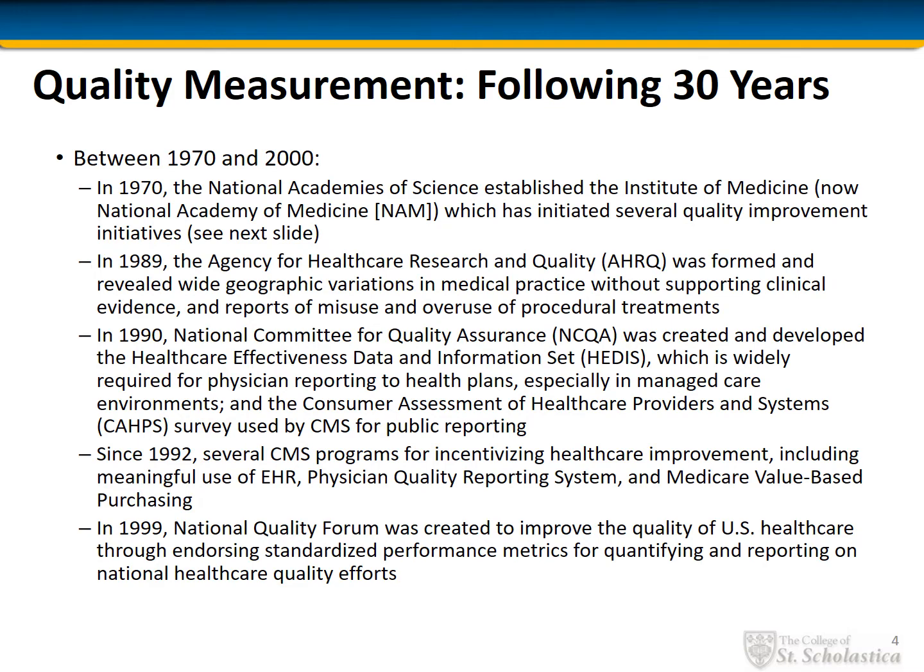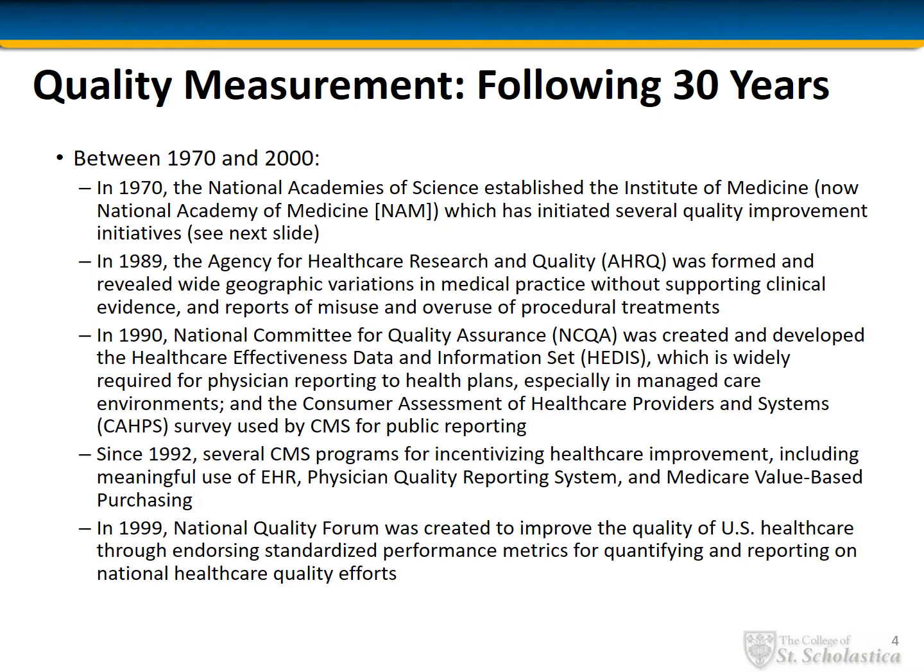Another federal initiative in 1989 was the formation of the Agency for Healthcare Research and Quality, or AHRQ. Its early work revealed wide geographic variations in medical practice without supporting clinical evidence for such variation, and also issued reports of misuse and overuse of procedural treatments. AHRQ now maintains the National Guideline Clearinghouse, the National Quality Measures Clearinghouse, and the HHS Measures Inventory. In such maintenance, their role is to serve as a single repository for guidelines and measures, not to evaluate or endorse them.